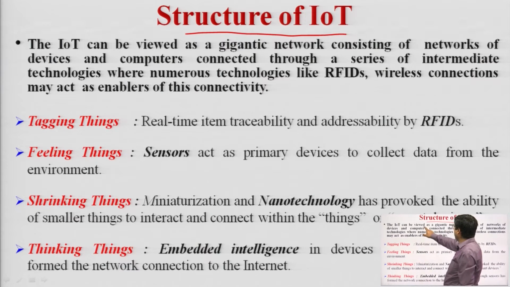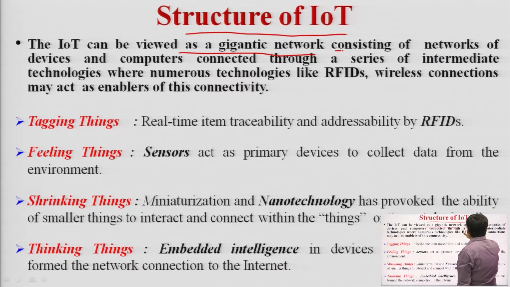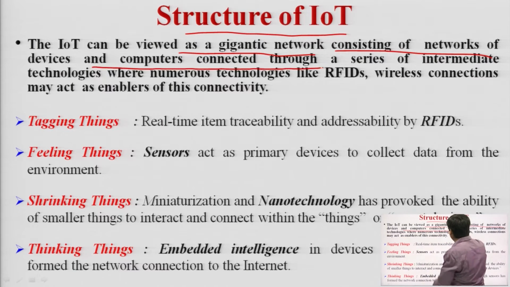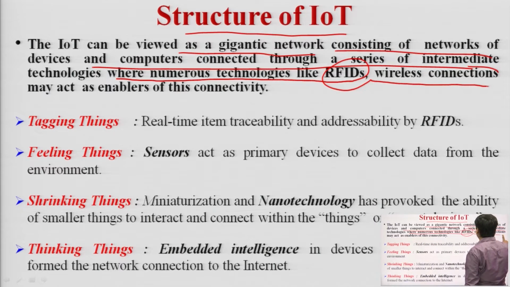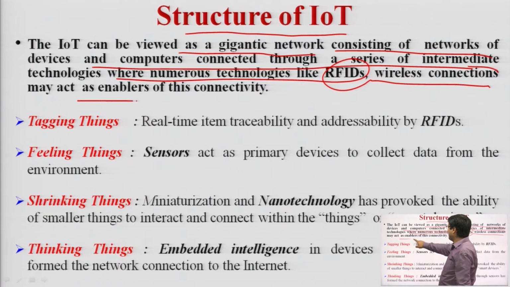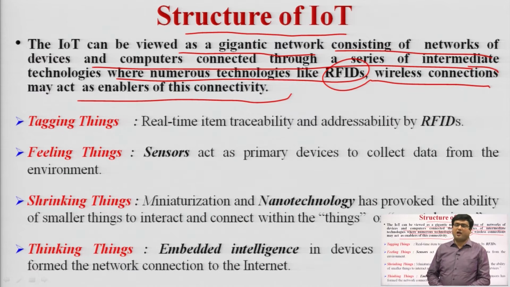IoT can be viewed as a gigantic network. Gigantic means a large network in which a large number of devices are connected with each other, consisting of networks of devices and computers connected through a series of intermediate technologies, such as RFID and wireless connections, which, as we saw in the previous lecture, act as enablers of this connectivity. Basically, in IoT a large number of objects are connected with each other, there is a network between them, and all are capable of interacting with each other. They are smart and intelligent enough to be deployed in an IoT based system.